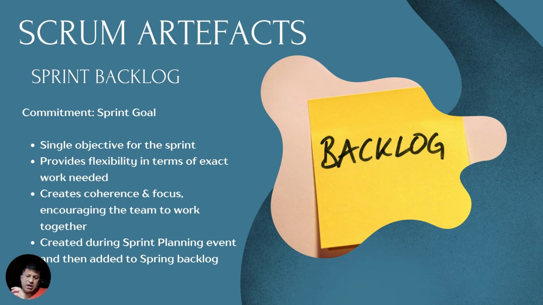Okay, it creates coherence and focus, encouraging the team to work together. Because it is very clear on what the team is looking to accomplish, it creates that focus and commitment, and we talked about these as Scrum values, right? So it allows the team to collaborate on that particular sprint goal. The sprint goal is created during the sprint planning exercise, which we discussed as part of the Scrum events video just prior to this one. If you have any questions, go back and refer to that again, right? So that is about the overall sprint backlog.